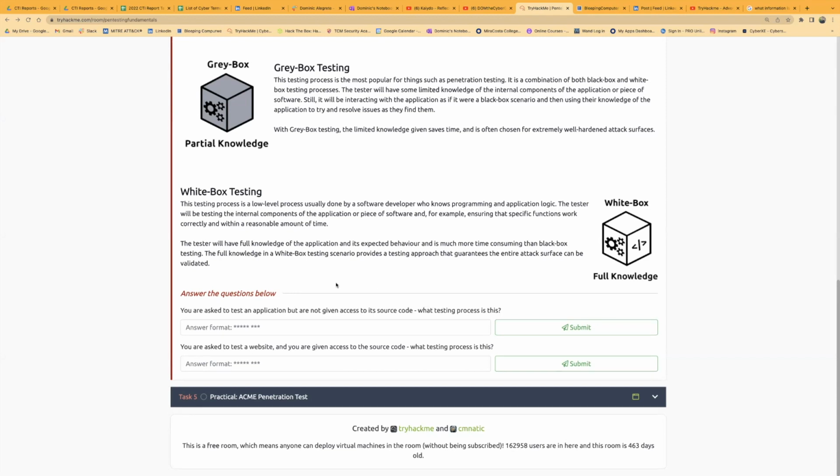And then for these two questions, you were asked to test an application but are not given access to its source code, right? So what testing process is that? And then the other one is you are asked to test a website and you were given access to the source code. So that one right off the bat would be white hat because you're giving so much information. You're giving the source code and the website, right? And I would say that would be white hat. Oh, oops, my bad. Not white hat, white box.